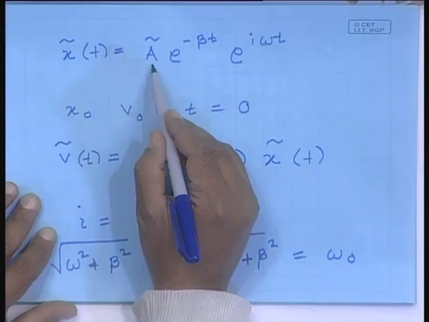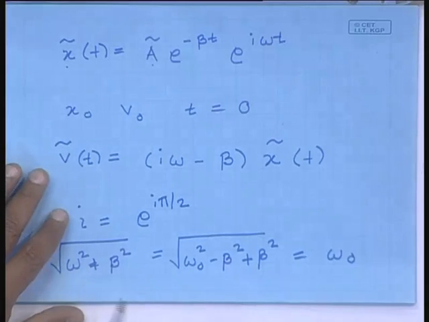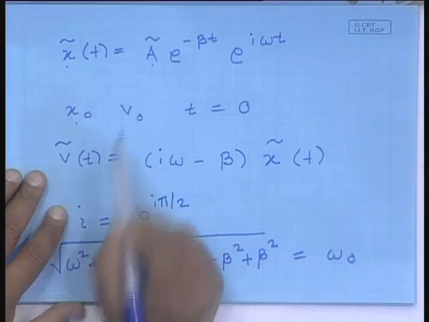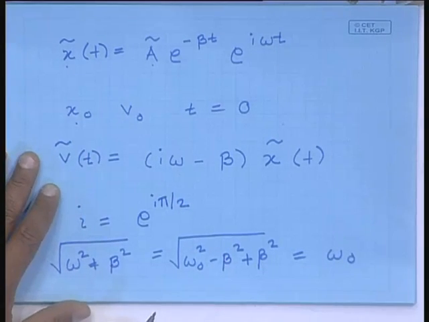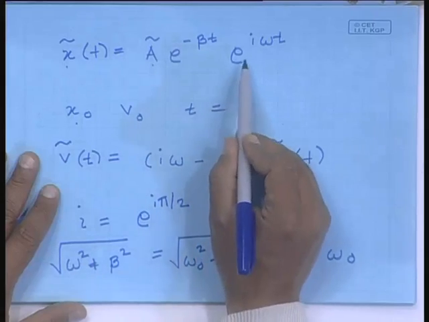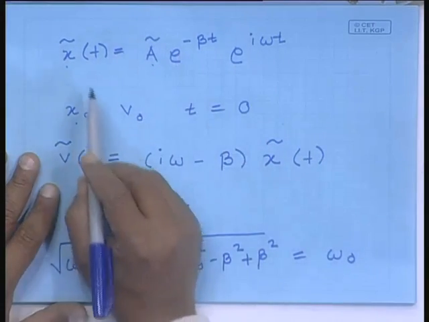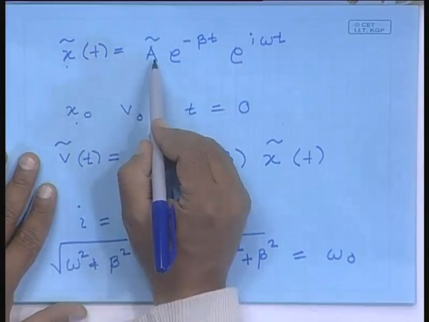Now, let us go back to the problem which we are dealing with. In our problem, we have to calculate the coefficient A which occurs over here in the expression for x tilde in terms of the initial position and velocity. In order to do this, we have to set t equal to 0. So, at t equal to 0, x tilde is exactly equal to A tilde.